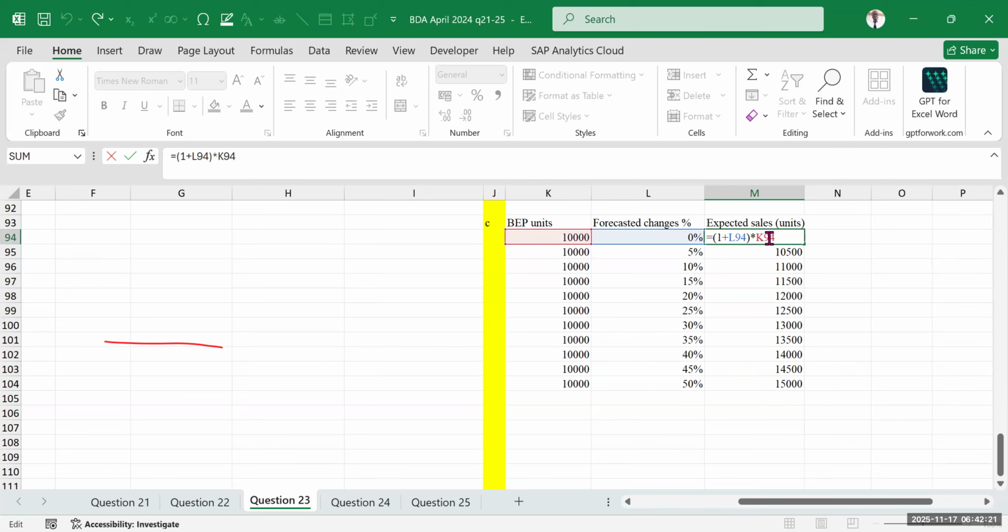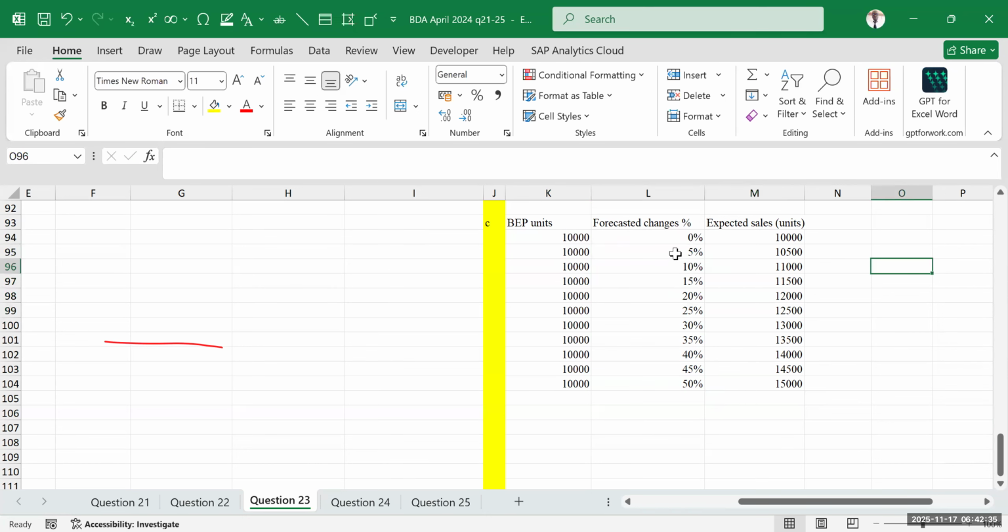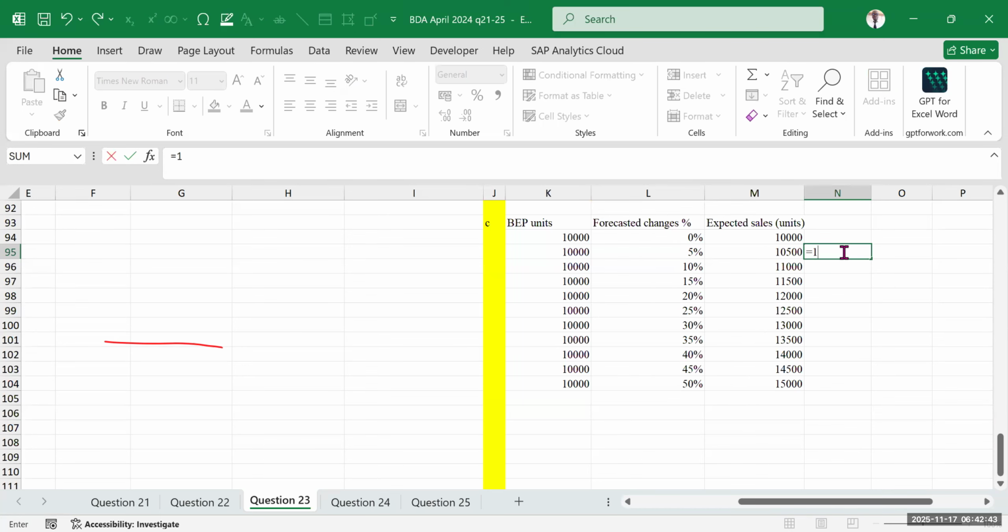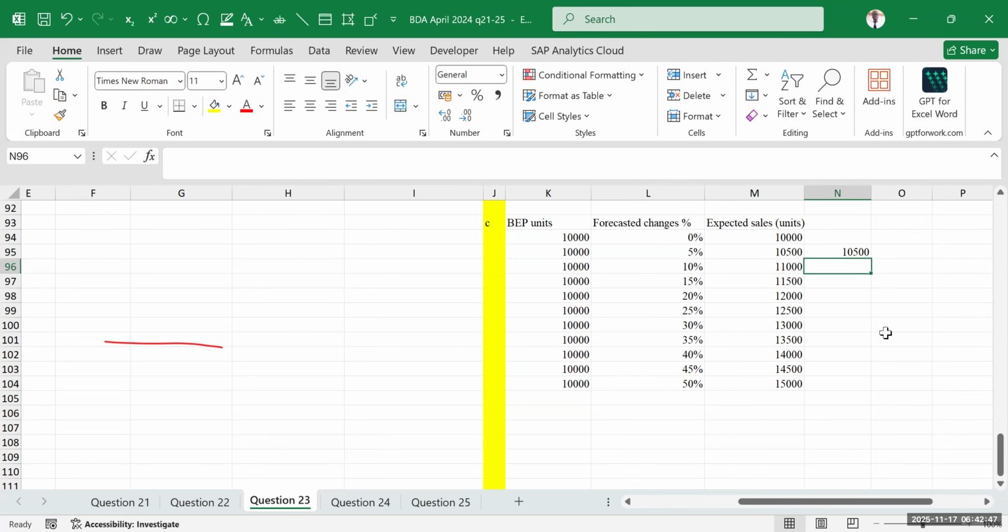You can as well do the manual way of effecting the change. If it is 0%, you know that one has no effect. 0% plus 100% still remains 100. So 100% by 10,000, still the same figure. If you subject to a change of positive 5%, in essence, you are adding 5% to 100. So what you're simply doing is multiplying 105% by the break-even point in units, and you'll still get 10,500.